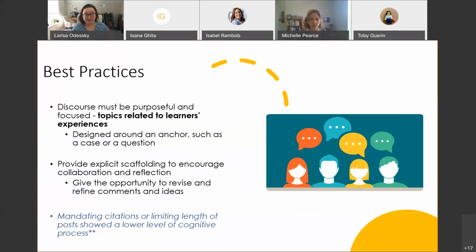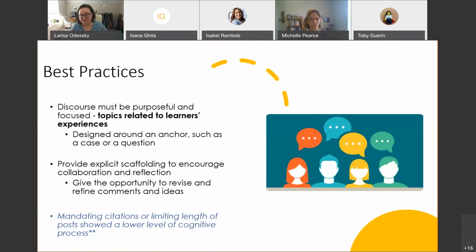So the best practices for these: they must be purposeful and focused. This is where the prompts of questioning is so important. The topic has to be related to the learner's experiences, not just like, oh, discuss amongst yourselves. I often felt my discussions were not engaging enough because the students were not involved. Design around an anchor such as a case or a question. Provide explicit scaffolding and encourage collaboration. So what's the mechanism for them? Give them the opportunity to revise and refine their comments. What's the mechanism? Second attempt, multiple attempts, a timeline on when they can do it.